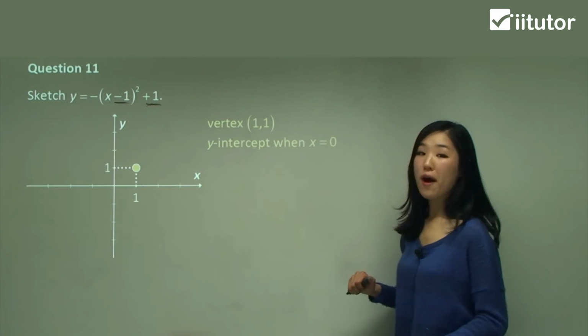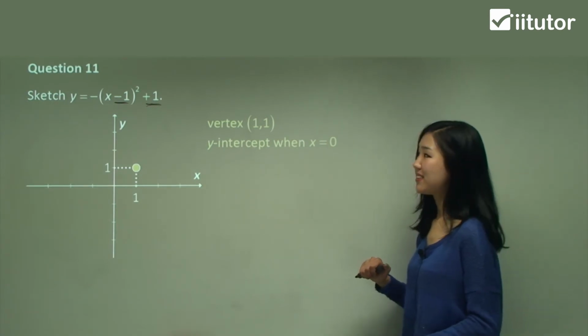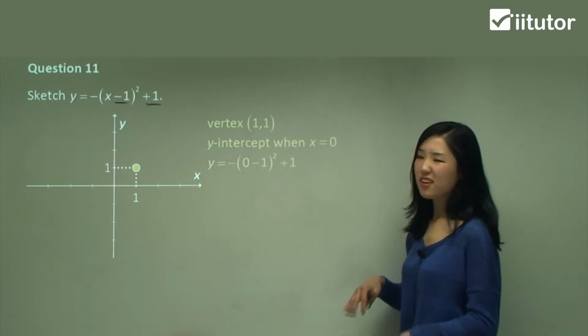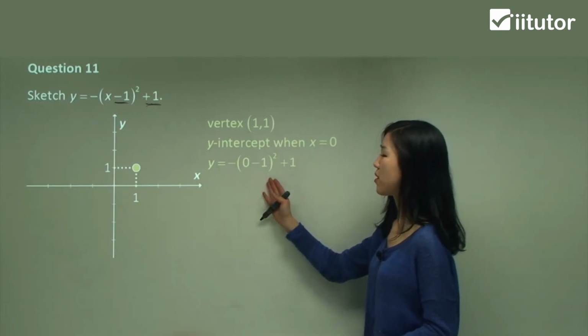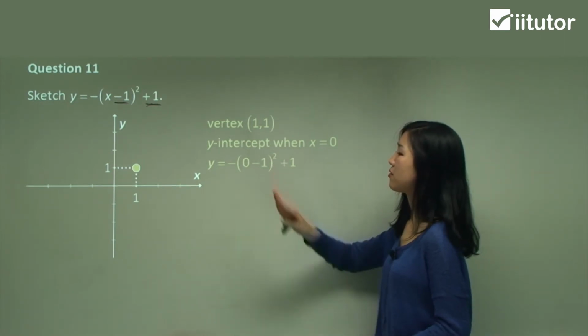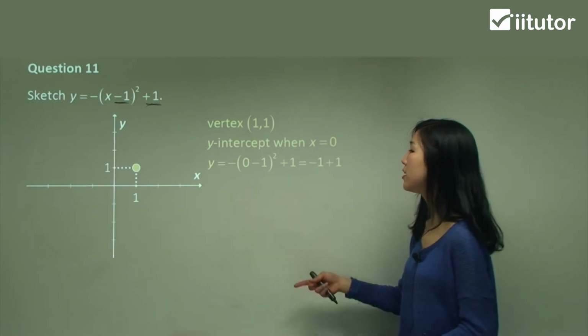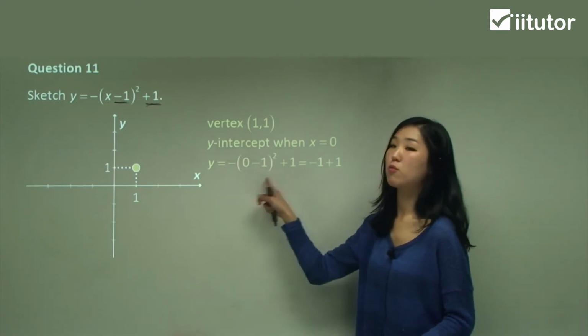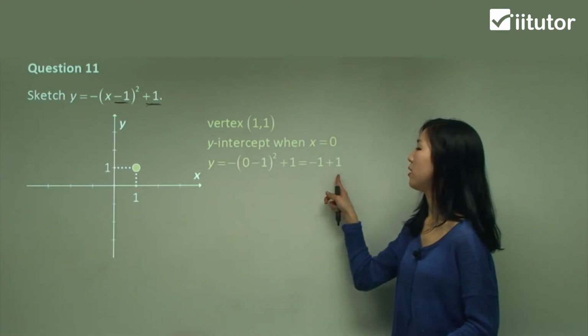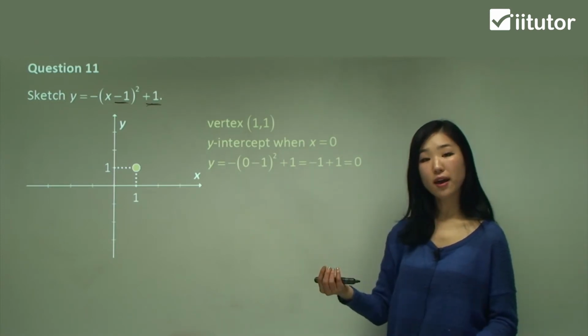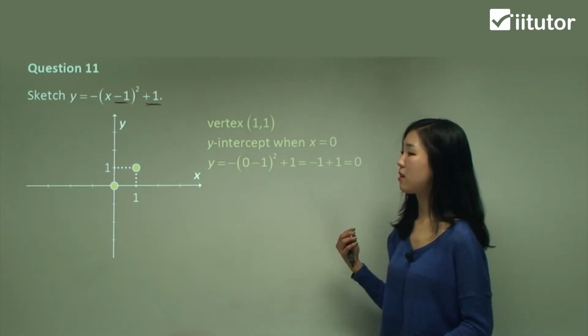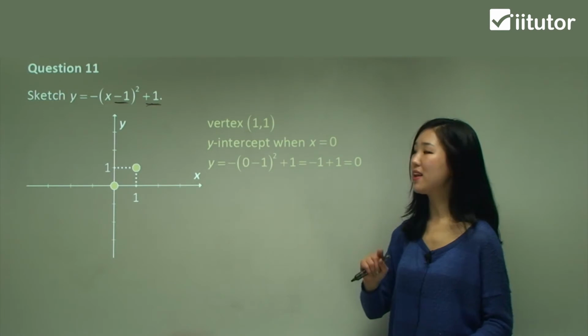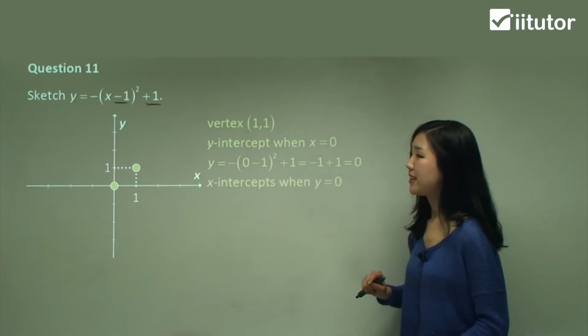And we're going to find the y-intercept when x equals 0. So sub in x equals 0, you guys can solve that. 0 minus 1 is -1. -1 squared is +1. So I have negative +1, which is -1, plus 1, which is actually 0. So the y-intercept is going to be 0. Okay, so just plot them in. And we'll of course find our x-intercepts.